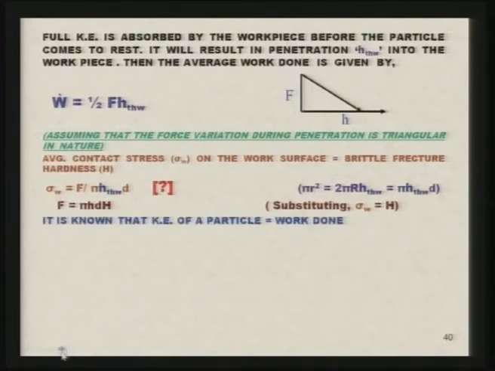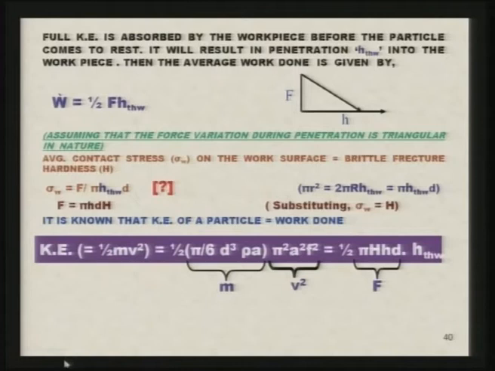It is known that the kinetic energy of a particle is equal to the work done. So, we can equate the work done to the kinetic energy of the abrasive particle. We can see here half m v square is equal to half pi upon 6 d cube rho a multiplied by pi square a square f square, is equal to pi h small h d h_thw.